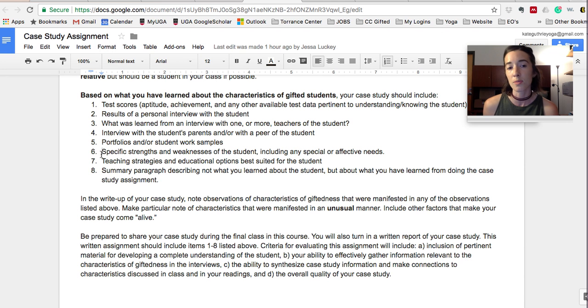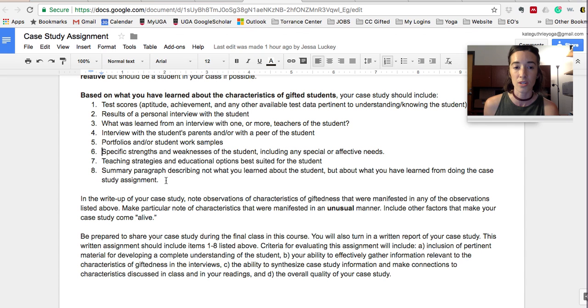Criteria 6 is stating specific strengths and weaknesses of the student, including any special or affective needs that you've noticed throughout your observations, interviews, and talking with a parent, a peer, or a teacher of the student. Criteria 7 is teaching strategies and educational options best suited for the student. This is based on some of your readings in the course so far. What do you think would be best suited for the student? And then 8 is a summary paragraph describing not what you learned about the student, but what you learned from doing this case study assignment.